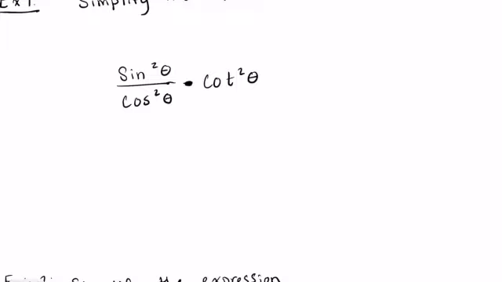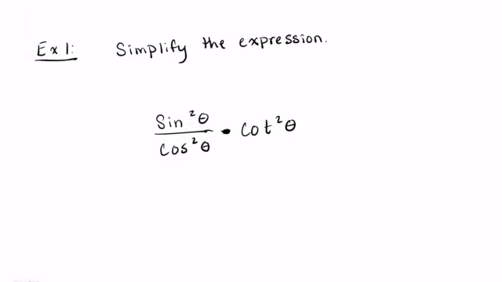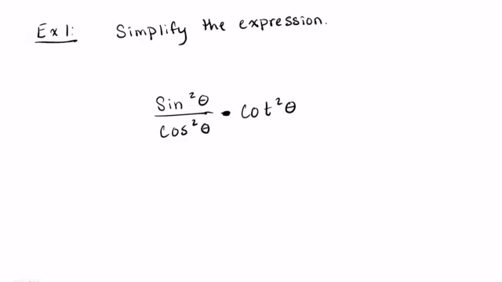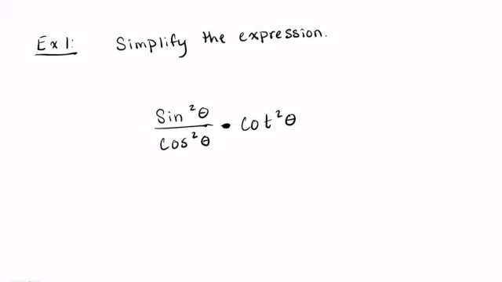So, example number 1. If I had this problem that said simplify the expression, my first inclination is always to get my terms in terms of sine and cosine. I don't really care to see tangent or cotangent. I don't really want to deal with them. Sometimes we're going to have to. Sometimes it's easier to. But my first inclination is always to get sine or cosine.